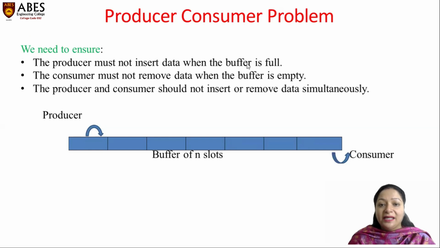Okay, now this slide is important. The problem here is that we need to ensure that the producer does not insert a data item when the buffer is already full, and the consumer does not remove any data item from the buffer when the buffer is itself empty, right? So we need to ensure that the producer and consumer do not insert or remove the data simultaneously.